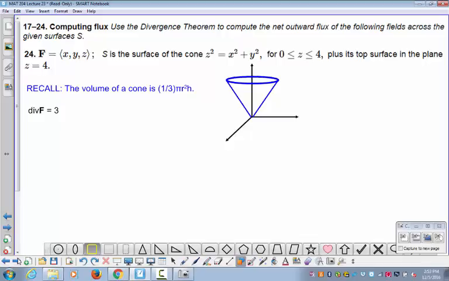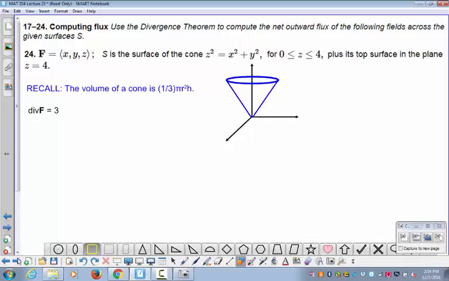All right, so here we have a cone, and we want to use the divergence theorem. If we were going to use the surface integral part, we would have to find two surface integrals, out of the cone and out of the flat cap. But if we use the divergence theorem, we can just integrate the divergence of the vector field throughout the inside of the cone. That's going to be a lot faster.